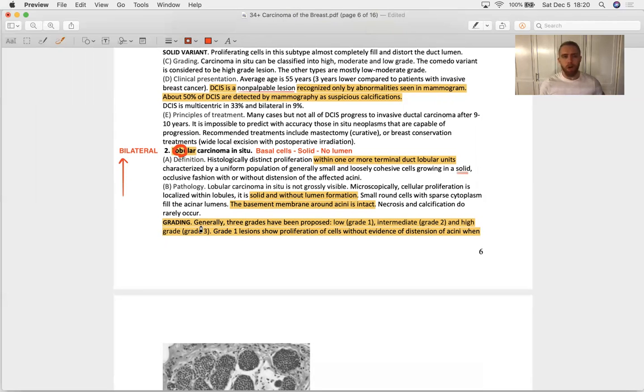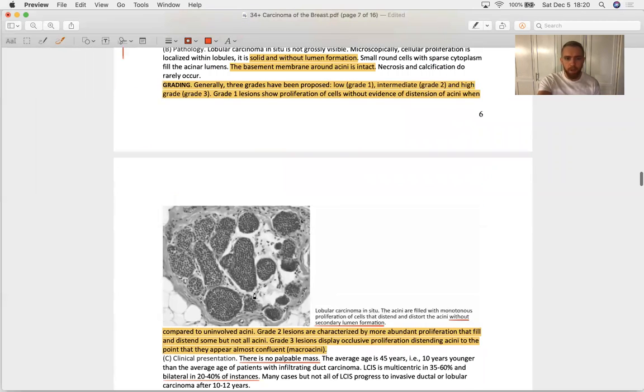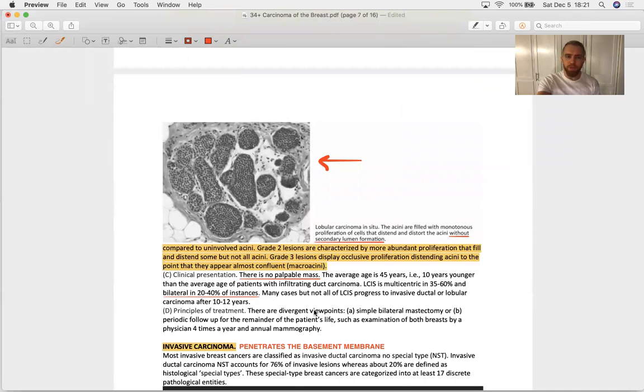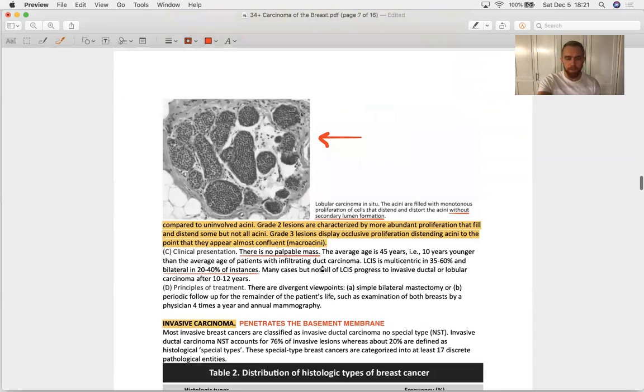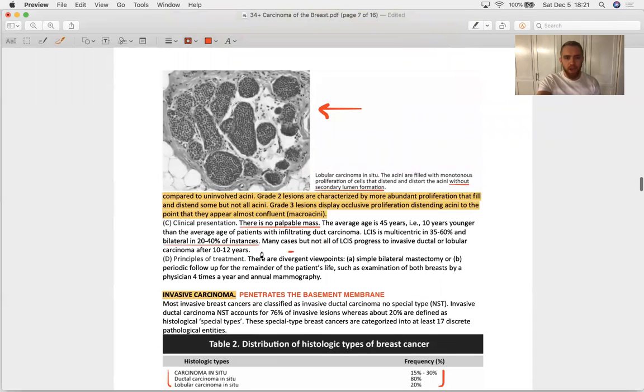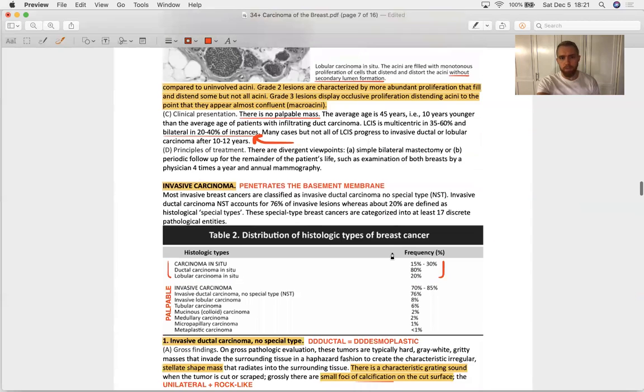These lobular carcinomas come from the cul-de-sac. And so they're going to be solid groups of cells without a lumen in the middle. And that's exactly what we see right here in this histology. Solid groups of cells without any lumens in the middle of the groups of these cells. There's no palpable mass, and bilaterality is most common in the lobular cancers.